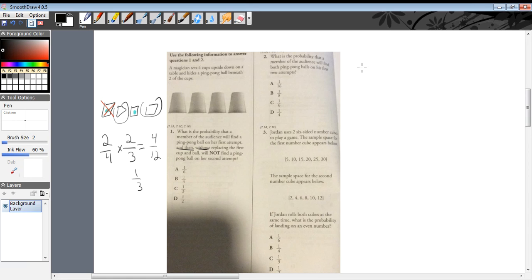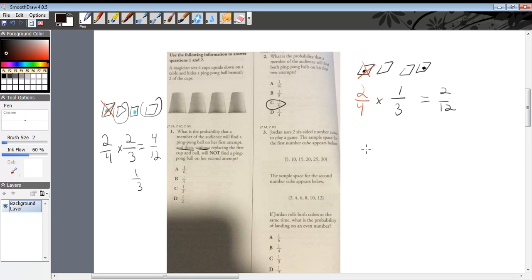Now this problem here is very similar. The only thing is, what's the probability that an audience member will find both ping pong balls on their first 2 attempts? So they're here somewhere, we don't know. But the probability of finding this one here, well, that's 2 out of 4, and then once we find that, now what's the probability of finding the second? Well, there's 3 options and it's under 1. So now we multiply these, which reduces to 1/6.